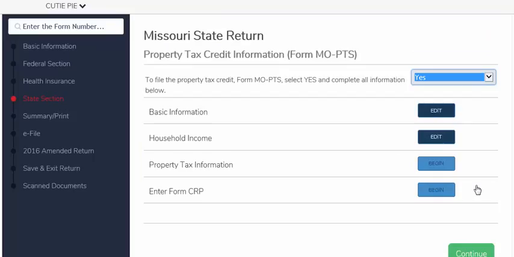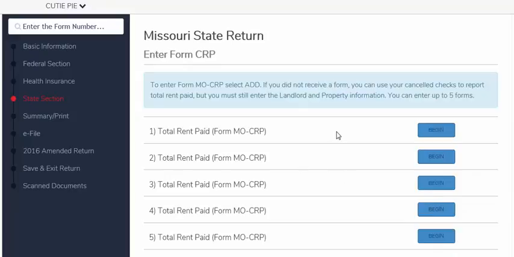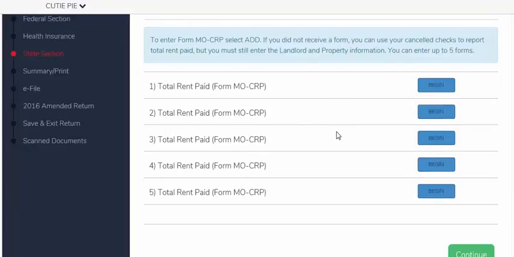Then it asks us to enter the property tax information. If a person was a renter, they won't have to fill this out. But if they owned their own home during any part of the year and they're hoping to claim the Missouri property tax credit, they will have to fill that out. So we'll fill that out here in just a second when we go back through and we do the portion of the year that they own their own home. Then we go here to enter form CRP. A CRP is just information pertaining to the addresses that we lived at. So here we're going to enter total rent paid from form Missouri CRP.